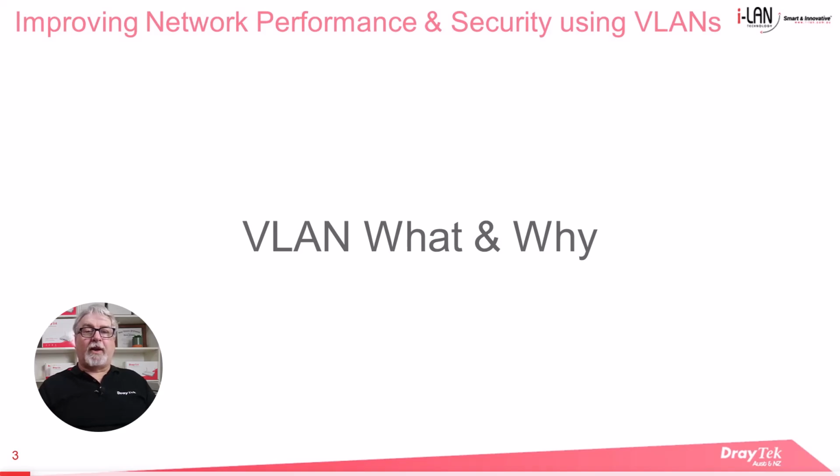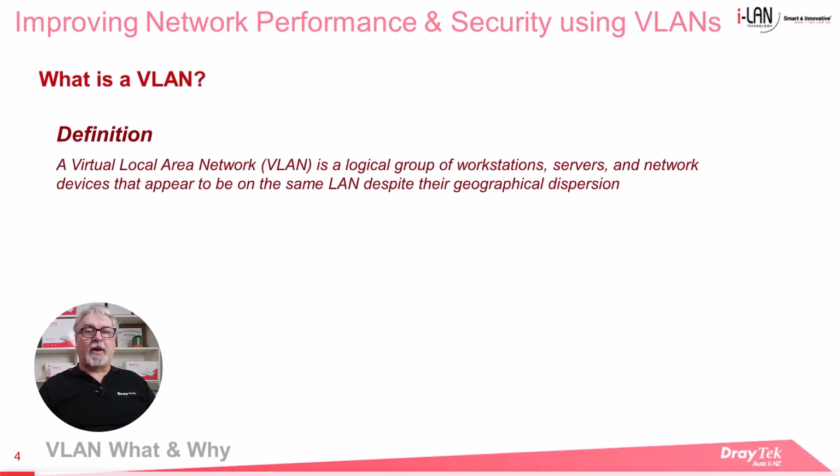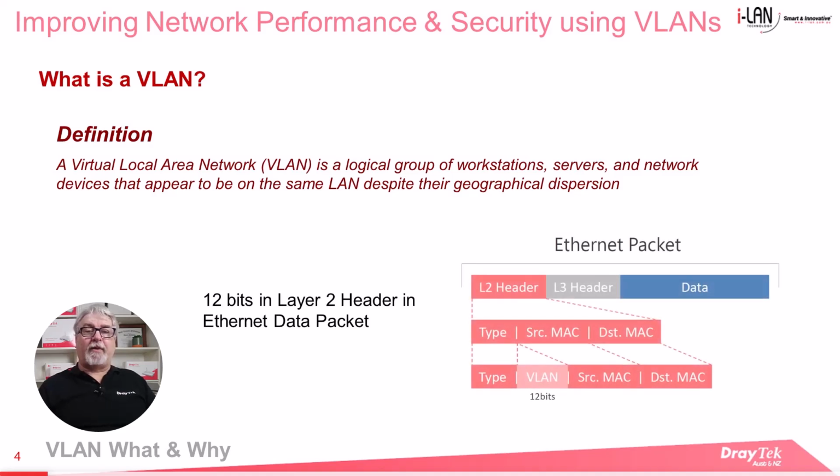Let's start by looking at what a VLAN is and why we need to use it. Here we have a definition of a VLAN which says a virtual local area network, or VLAN, is a logical group of workstations, servers and network devices that appear to be on the same LAN despite their geographical dispersion. So in other words, a VLAN is a group of devices that are physically on the same LAN but separated by using information in the Ethernet packet, and they don't necessarily have to be all together in one place. The VLAN information is in the layer 2 header of an Ethernet data packet as shown in the diagram down the bottom here. It's 12 bits of data between the type and source MAC address sections of the Ethernet packet.